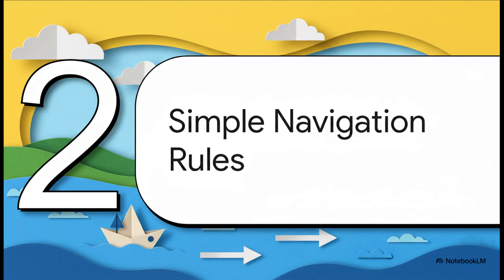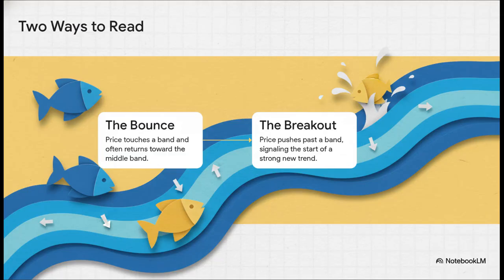Well, there are two really simple rules of thumb that are incredibly useful when you're starting out. First up, we have what's called the bounce. This is when the price goes and touches one of the riverbanks and, like a rubber ball, bounces back toward the middle. Then you have the breakout. This is a much more powerful, dramatic move where the price actually smashes right through a bank and keeps on going.